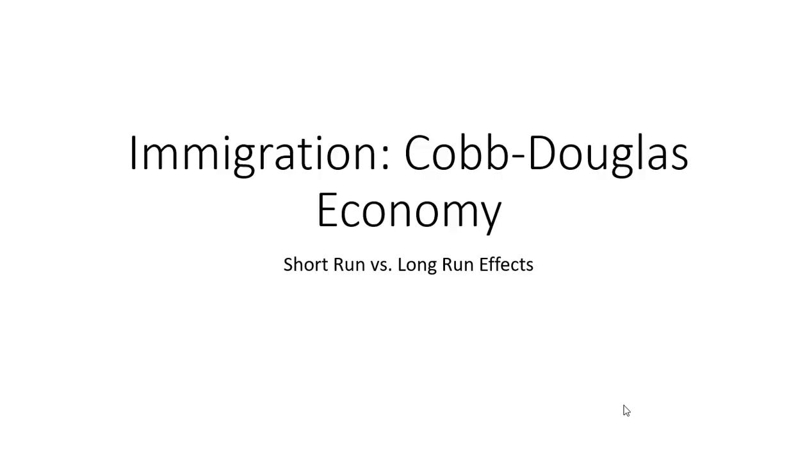In this video, we're going to look at immigration in a Cobb-Douglas economy, both the short-run and long-run effects on wages. So we have a production function with constant returns to scale for an economy that produces an aggregate good. And the production function looks like this.